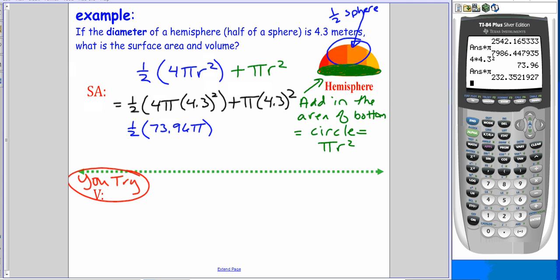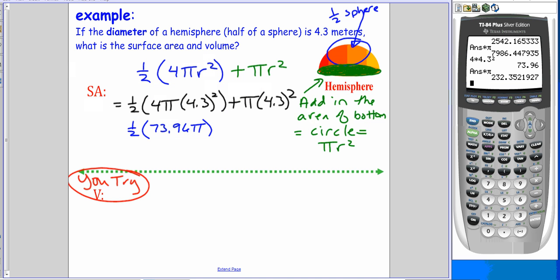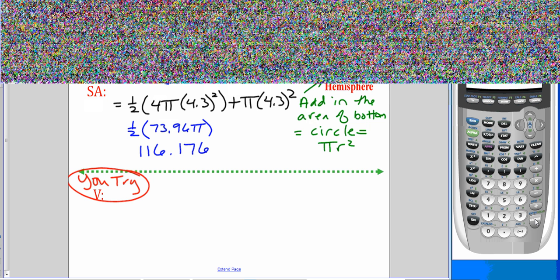So I get 232, and actually, that's the surface area of the whole sphere. So now I need to take that and divide that by 2. I'm just going to hit divide by 2, and that gives me my first surface. And then I need my second one.